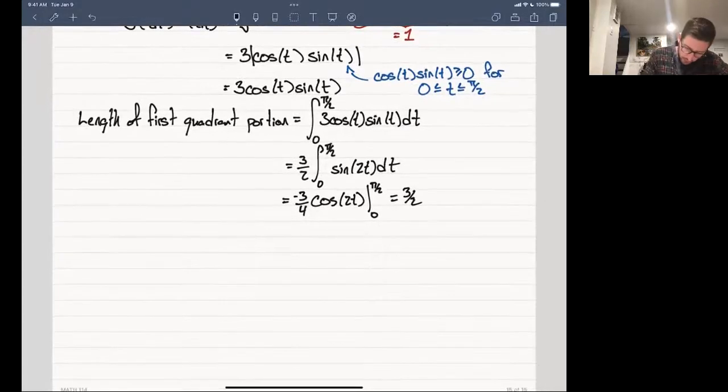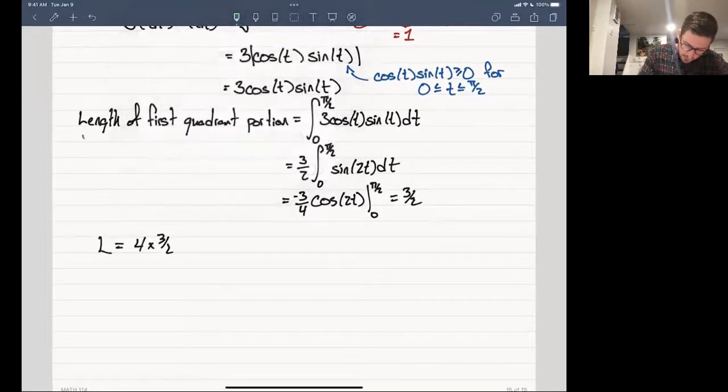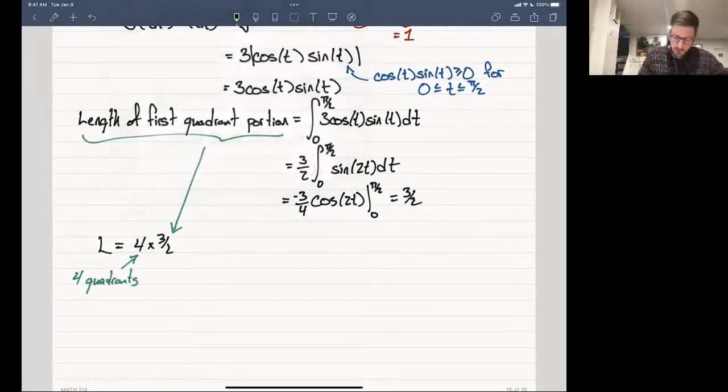And so the full length is equal to 4 times 3 over 2, which is, again, I'm just going to draw an arrow so I don't have to write it. This thing is this length right here. Here we have 4 quadrants. Right, that's where the word quadrant comes from, quad meaning 4. And in this case, the total length around this thing is 6 units.